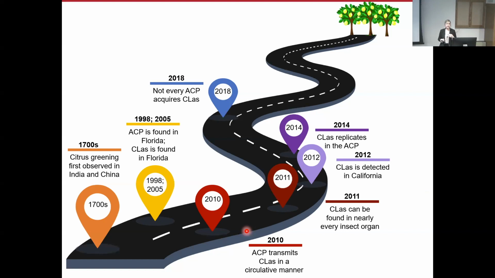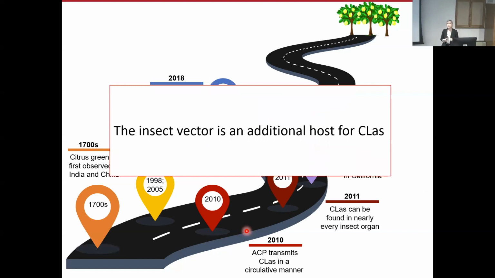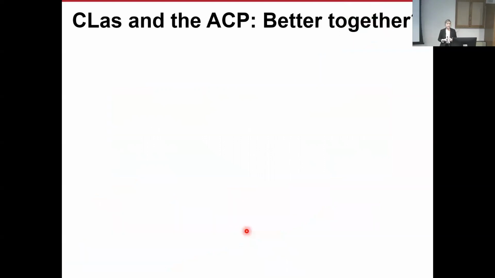So these studies all together paint a picture of a bacteria that really has to interact on an intimate and co-evolved level with its insect host. And the bacteria can create an entire life cycle within the insect. So this really shows that the insect vector is an additional host for CLas and not just a conduit for it to move. In fact, when I began my research, there was a hypothesis that CLas and the ACP had a mutualistic relationship, that they were better together.